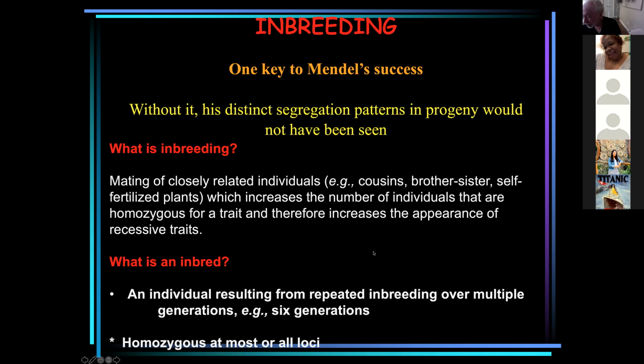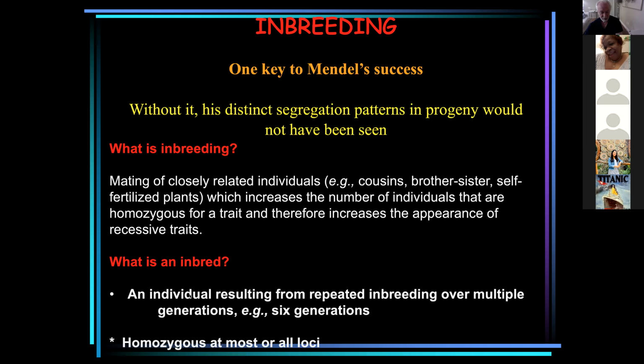Okay, let's go on to inbreeding, because this was key to Mendel's success. Nobody prior to him had done it, and if he hadn't done it, he wouldn't have come to his results. Without this, his distinct segregation patterns would never have been seen. I've already gone over this. What is inbreeding? It's crossing closely related individuals. An inbred is an individual that results from repeated inbreeding or backcrossing.